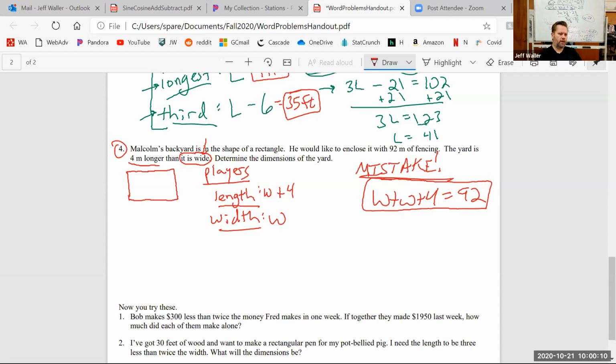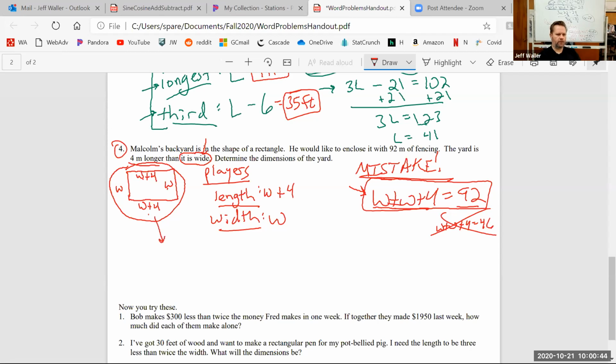Yeah, so if you actually label your picture, you'll see that to go all the way around this, I've got to add that to that to that to that. So the quickest way to say why this is a mistake is because this only goes halfway. To be honest, I could do this, W plus 4 equals 46, because if I go halfway, then it's half of this. But don't think about that unless you really, really understand what I just did.